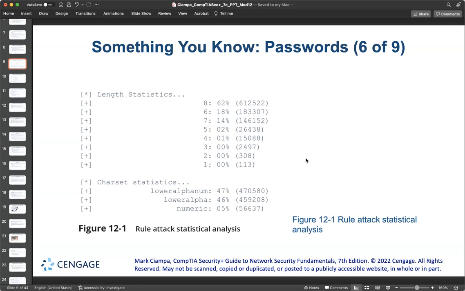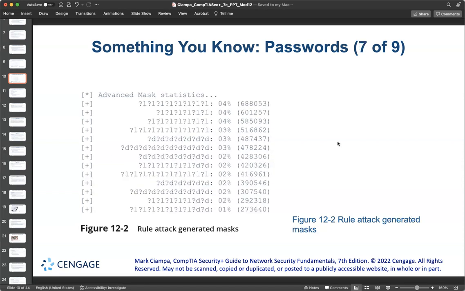And then look at the other analysis, like the character set statistics here, which is telling us, hey, the lowercase are showing 47%, the upper case characters are at 46%, and the numeric ones are at 5%. So basically, just note that through the analysis, you're going to figure out what is going to give you the highest possibility of success to go for.